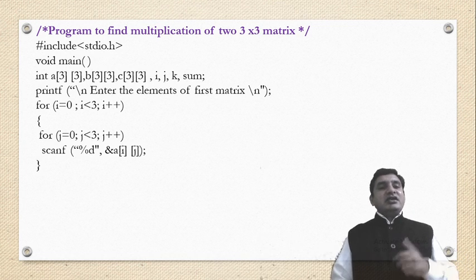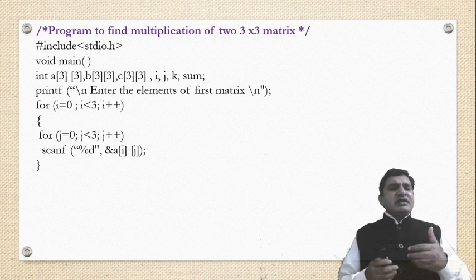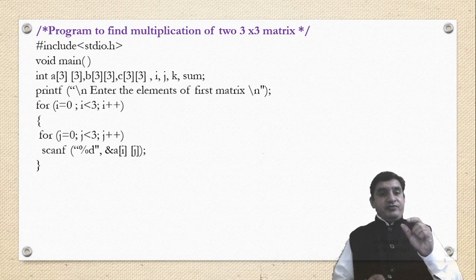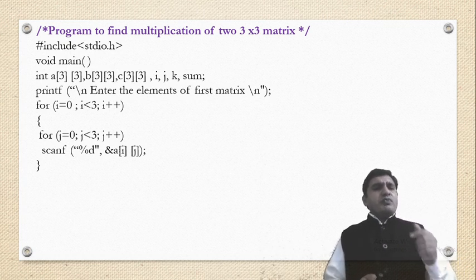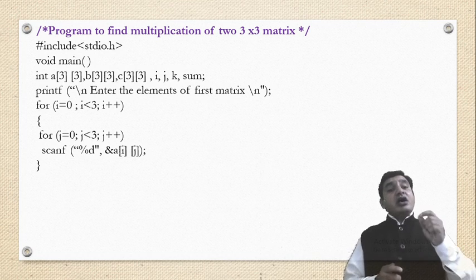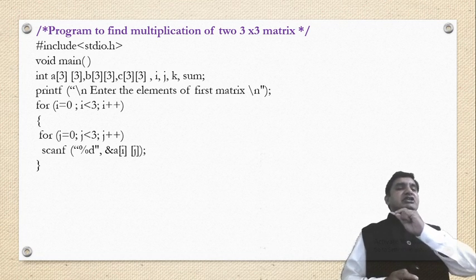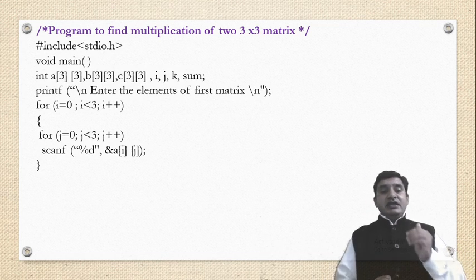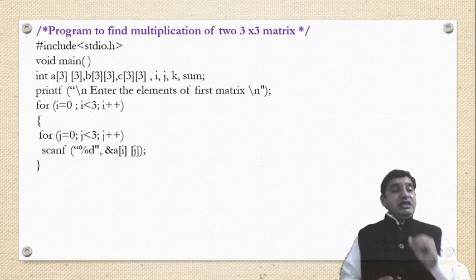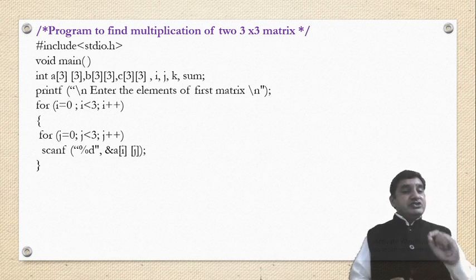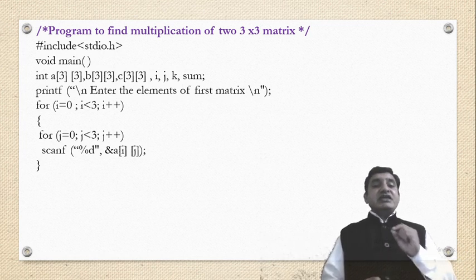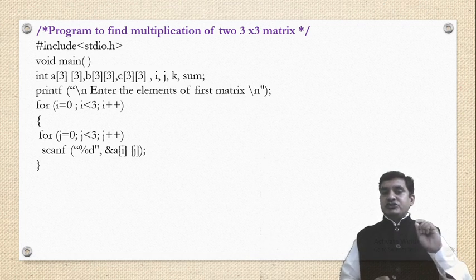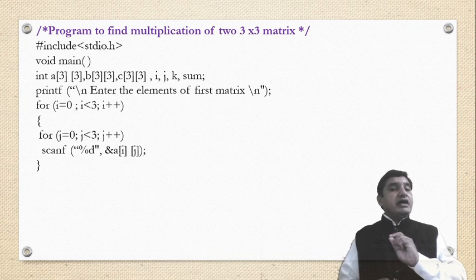Now there is a nested for loop. If this loop is executed as long as the condition is satisfied, that is i is less than 3, then inside the loop we again use a for loop, j is equal to 0, j is less than 3, j is incremented, that is the value of j is 0, 1 and 2.